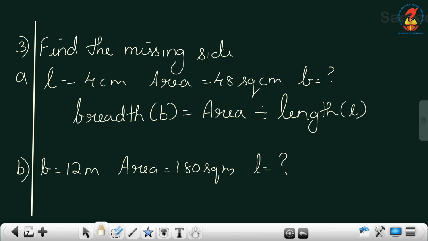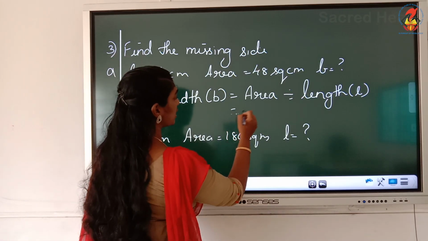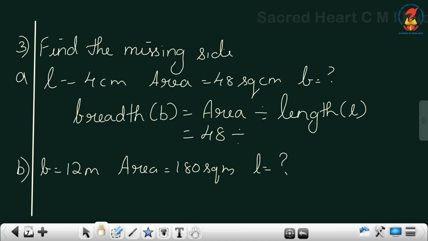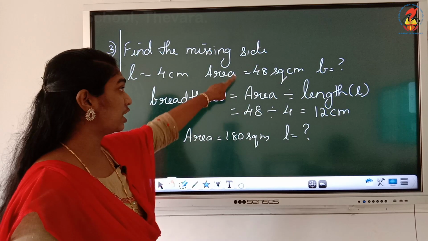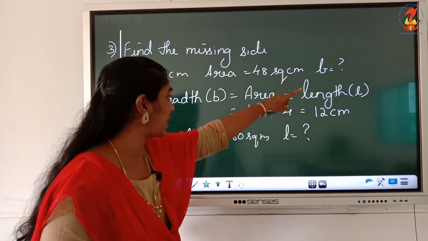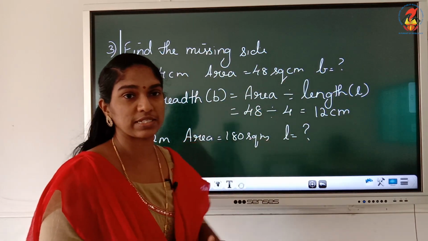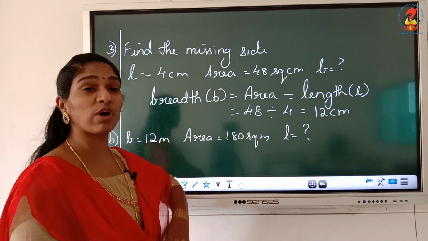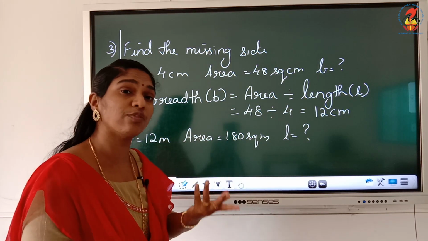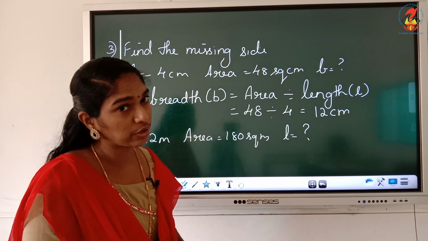Area divided by length. What is the area? Area is 48. What is the length given to you? 4. 48 divided by 4. 4's table, where you get 48? Yes, we know 12 into 4 is 48. So, you get the answer as 12. Unit becomes centimeter. Don't write square centimeter. Area is given to you, you are finding out the breadth. Breadth is the side. So, answer becomes 12 centimeter. So, when the area and one side is given to you, to find out the other side, you just have to divide.